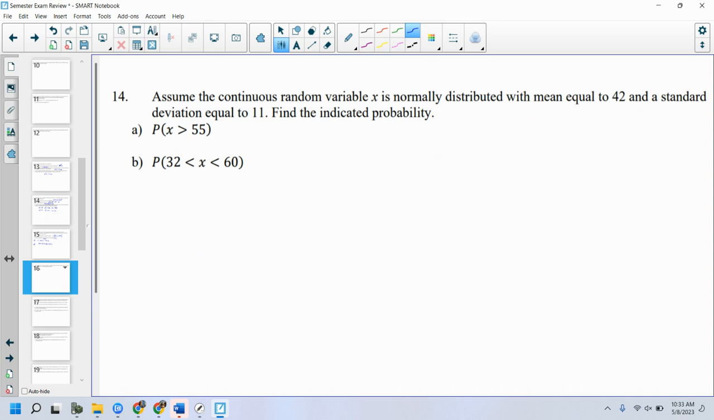Let's just take a look at it. My memory is gone. Assume that for a continuous variable x is normally distributed with a mean equal to 42.